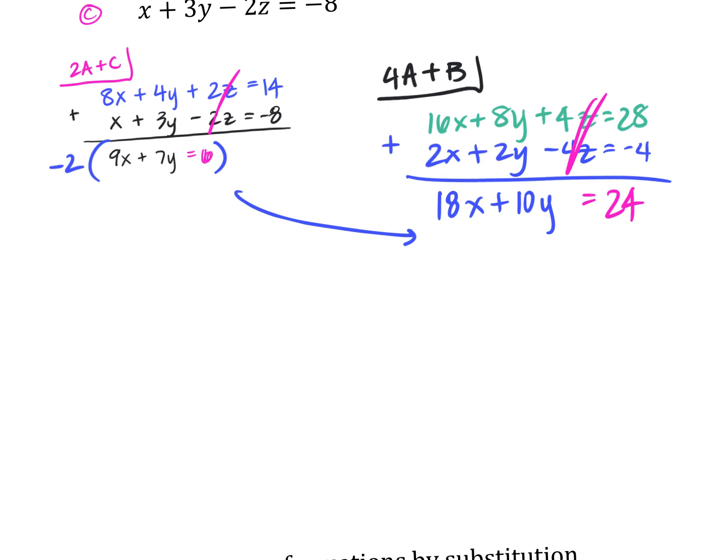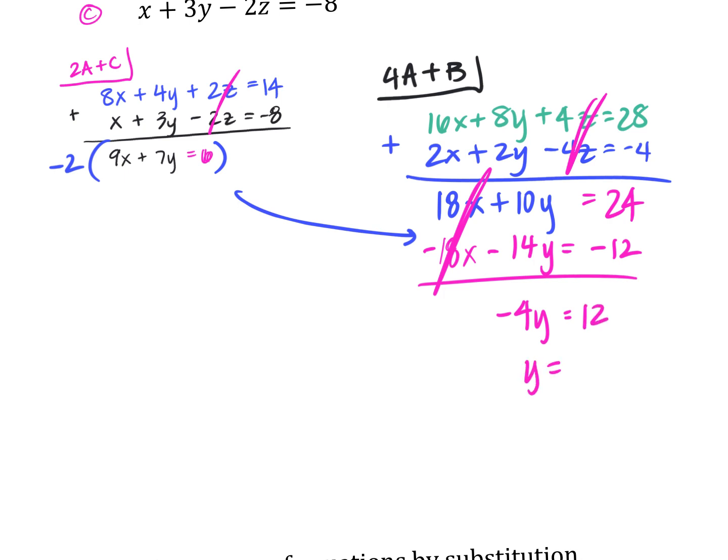Bisky, what do we get when we distribute that -2? Negative 18x minus 14y, and then minus 12. Beautiful. Tatum, add these up for me. How many x's would we have? 0, none. How many y's? -4. Yes, ma'am. Equals? 12. Yes. Tatum, what's my y? -3. Beautiful. So, you just found one.